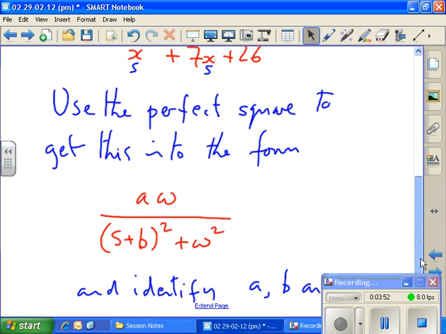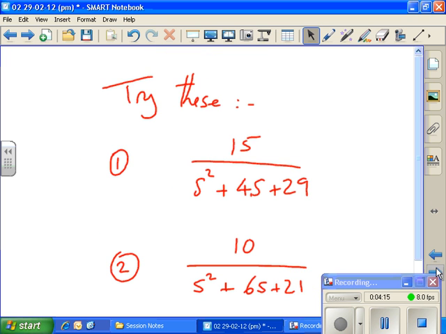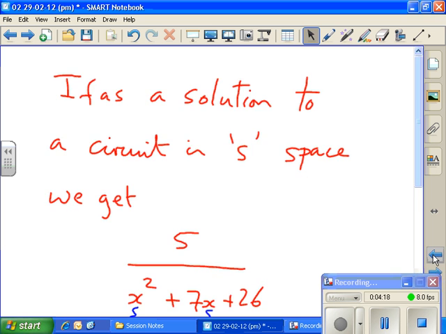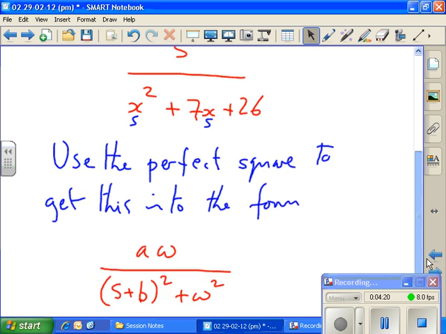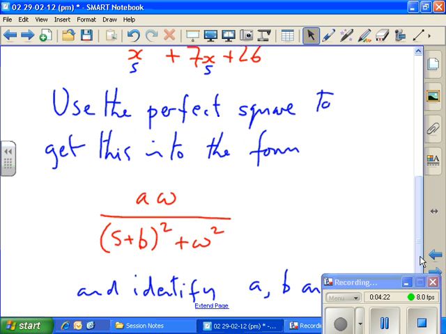And we used the idea of the perfect square to get this into the form a omega over s plus b all squared plus omega squared. And if you look at your table of transforms, you can see that actually looks like the damped sine wave, where actually I've used an a, I've swapped the a and the b, but that's the same transform. Okay? And we were looking at this last week. We were looking at transforming something like this to get it into that form, and we had a go at one.